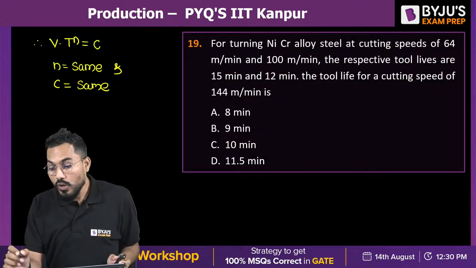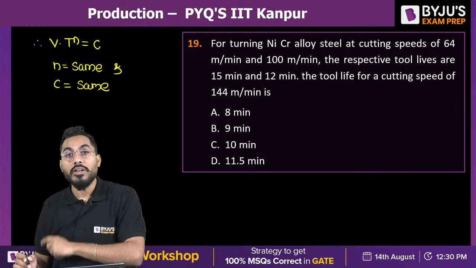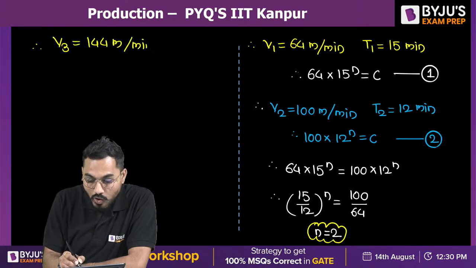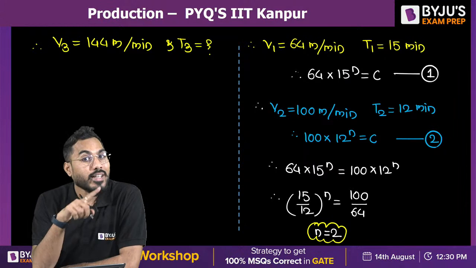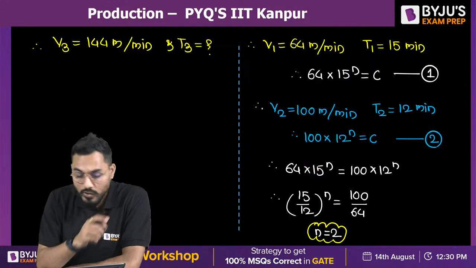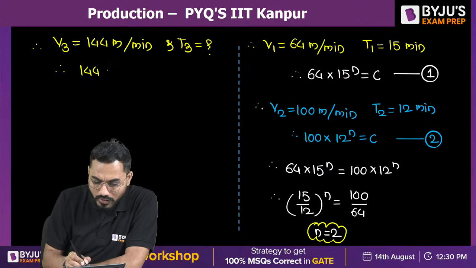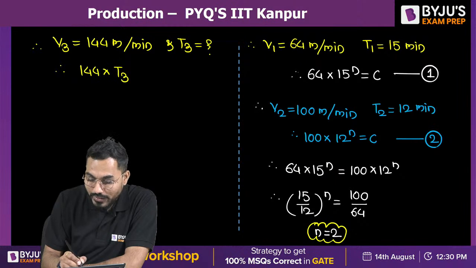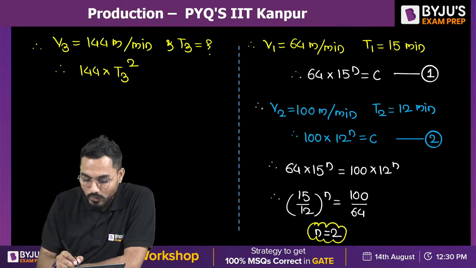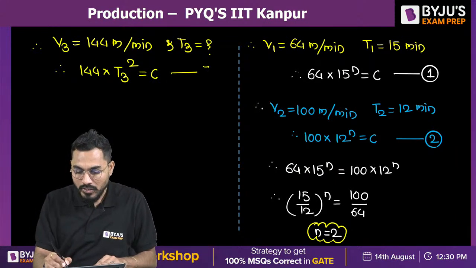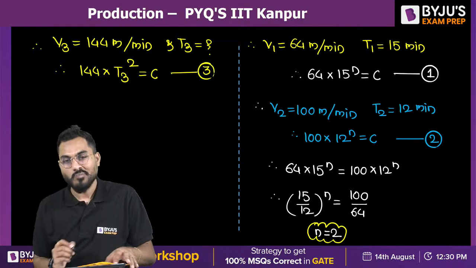So what is asked? The tool life for a cutting speed of 144 meter per minute. Now the third condition: V3 is 144 meter per minute. How much is the tool life? This is the question, T3, we have to calculate. For this condition also, can I write down Taylor's tool life equation? Yes, sir. V3, which is 144, into T3 raised to the power of n. Instead of n, I'll directly write 2, is exactly equal to C, and this will be my equation number 3.